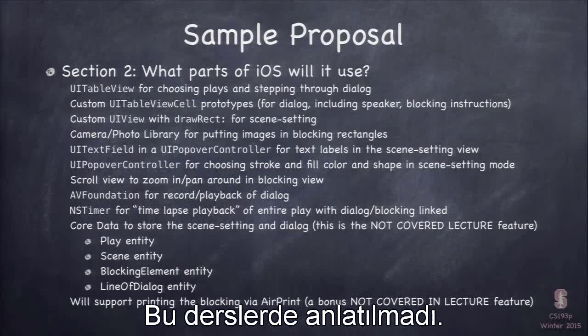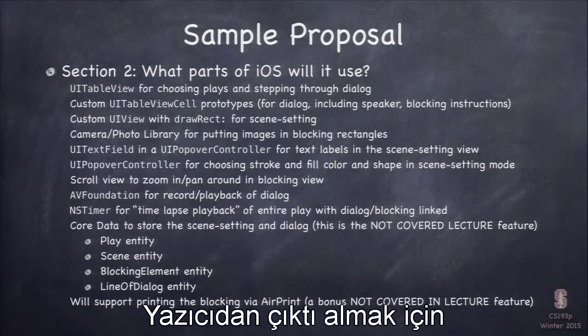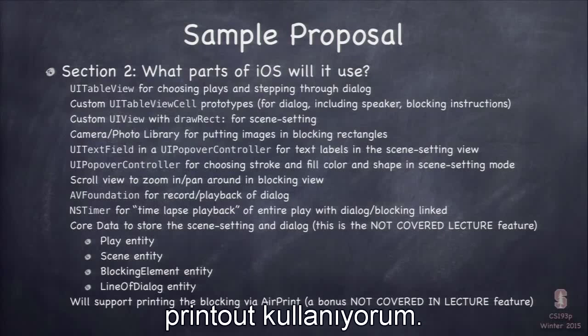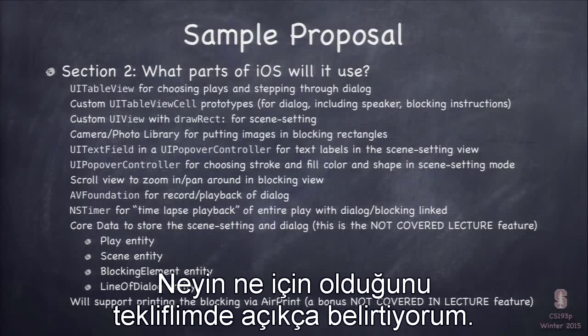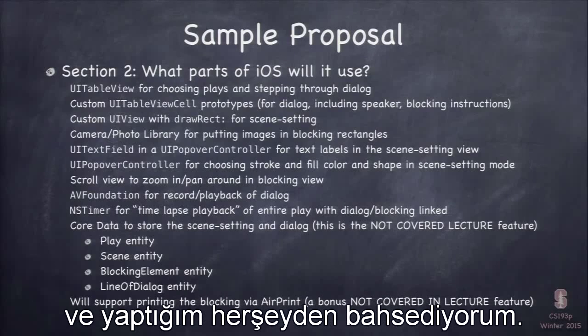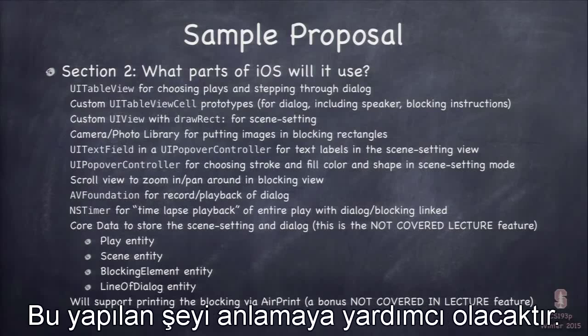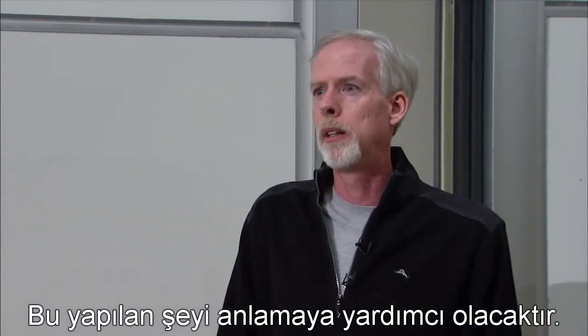I'm going to use this thing called core data, which is an object-oriented database, to store my data in there. That would be a not covered in lecture feature because we're not covering that in lecture this quarter. I'm also going to make it so I can print out my blocking on a printer. That's also not covered in lecture. Okay, so there I'm doing substantial not covered in lecture features. I'm making it really clear what they are in my proposal, and I'm talking about all the other things I'm going to do. Okay? Does that help you understand what's going on there?